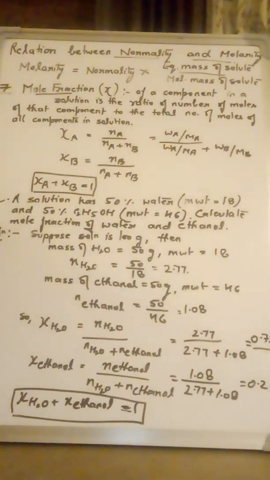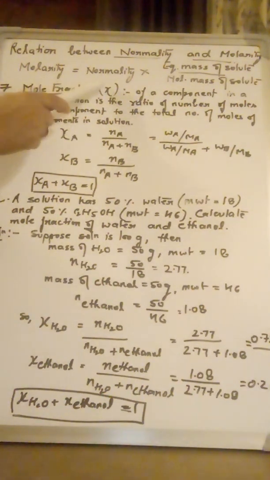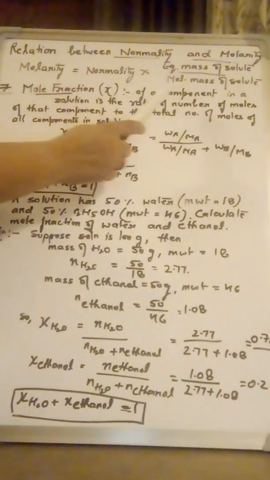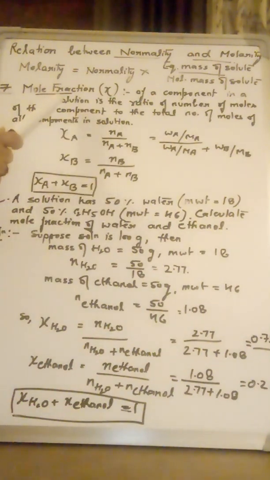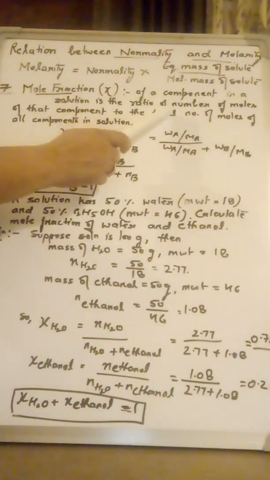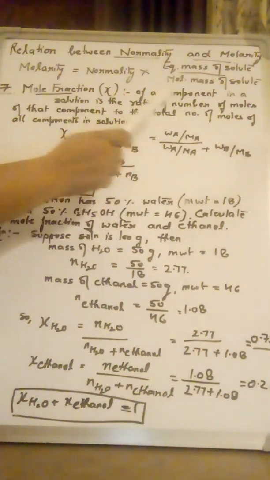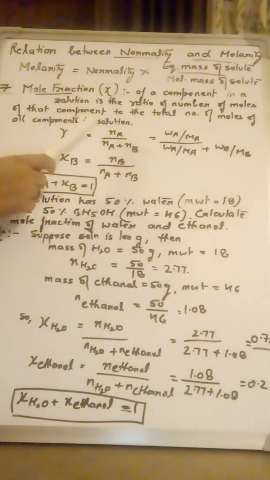So this way you can find molarity, or you can even find normality from molarity from the same equation, right? Now the next way to express the concentration is mole fraction, which we signify by the letter psi. What is this mole fraction? Mole fraction of a component in a solution is the ratio of the number of moles of that component to the total number of moles of components in a solution.